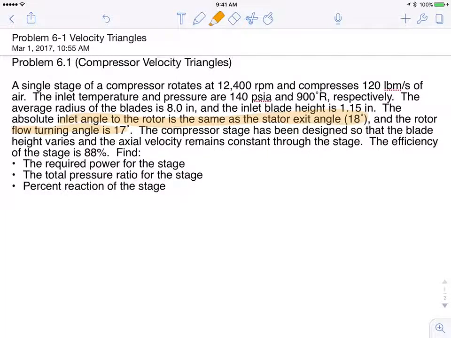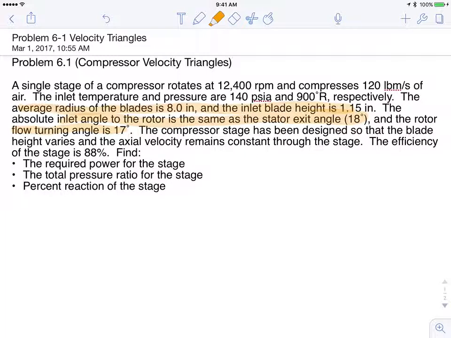Also, we're told that we know the average radius of the blades and the height of the blade passage. We don't know the inner and outer radius necessarily, but we're going to evaluate what's happening at a radius of 8 inches, assuming that there's a passage, basically a strip 1.15 inches tall, going annularly around the circumference.